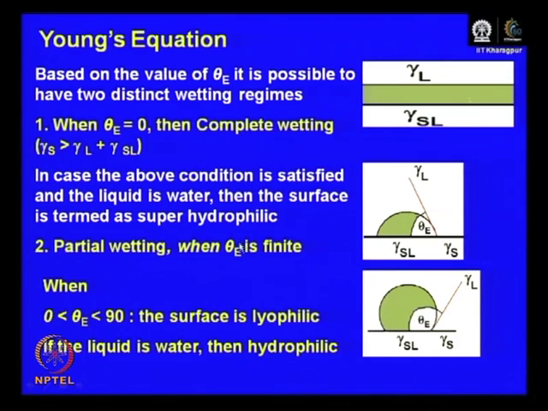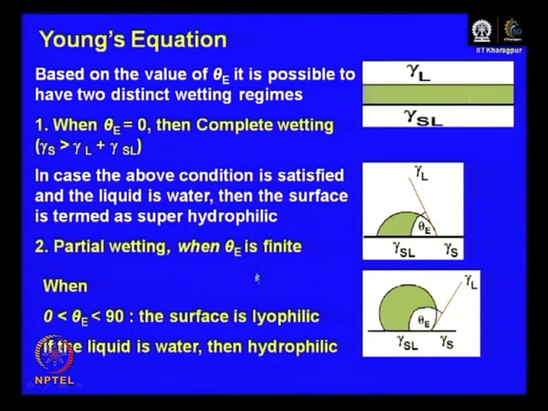In contrast, if theta e is finite, and what can be the likely values of theta e if it is finite, it is greater than 0, but it can be all the way up to 180 degrees theoretically. It is termed partial wetting. Let me just add, in case one sees complete wetting and the liquid is water, this is important, then the surface can be termed a super hydrophilic surface.